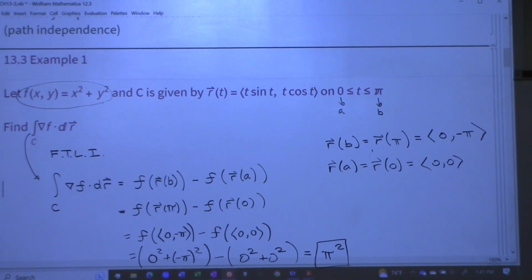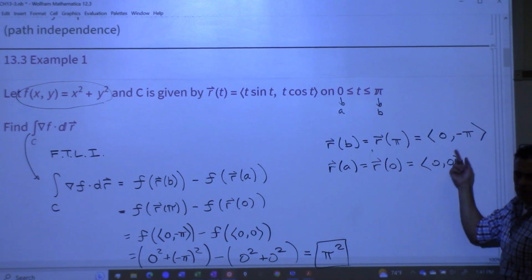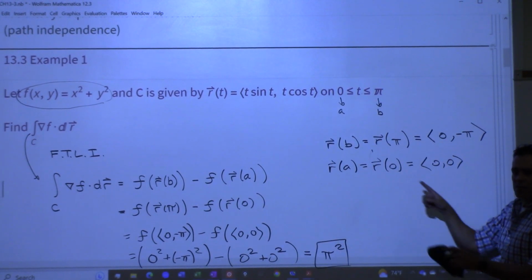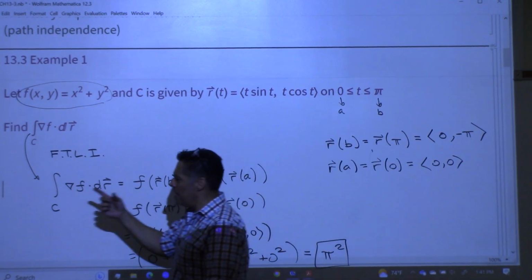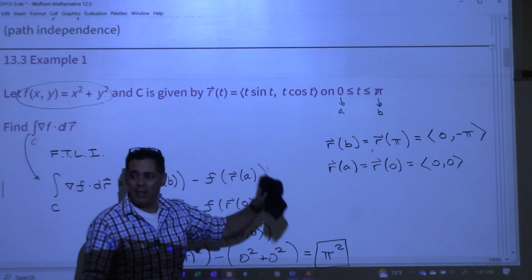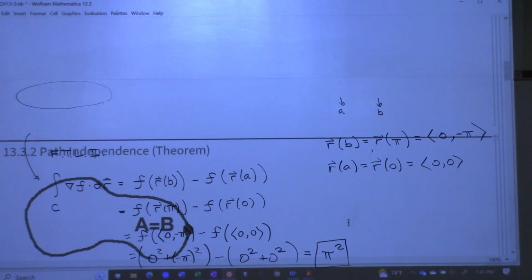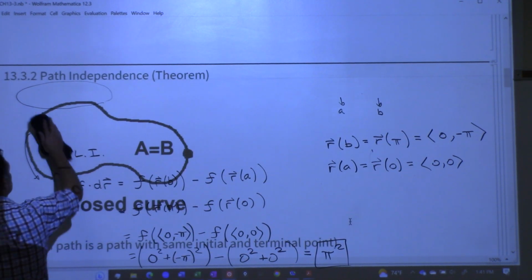Which one do you think is easier? This one probably, right? Because all you had to know is the two endpoints of the curve. If you know the two endpoints of the curve, written as vectors, then you just plug those into the original scalar function. You never needed to take the gradient, never needed to take the derivative of the position function, never needed to dot anything, right? None of that was necessary. We can only do that because it was a conservative vector field, right? You take out the conservative vector field, that's not allowed. Path independence.